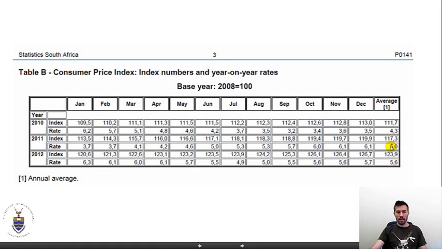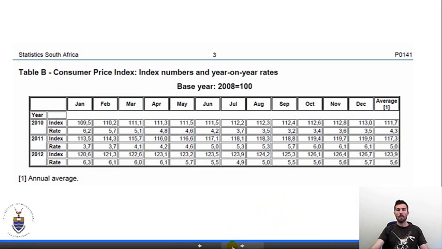Or alternatively, inflation in 2011 was 5%, right? Which is 117.3 minus 111.7 divided by 111.7 equals 5%. If you get a calculator, try that out, guarantee you will get those answers.